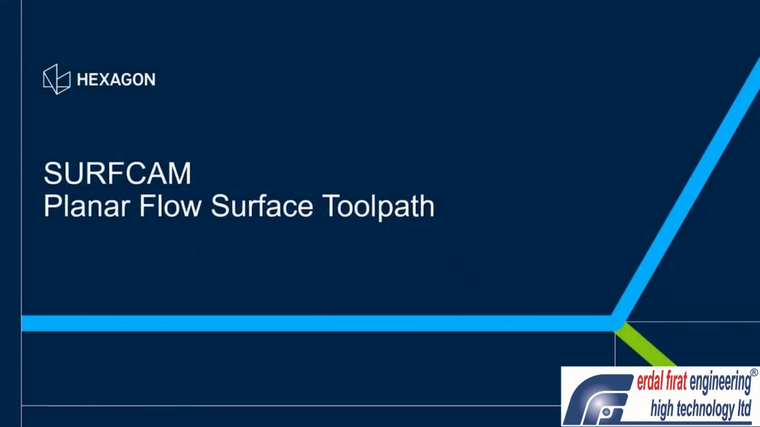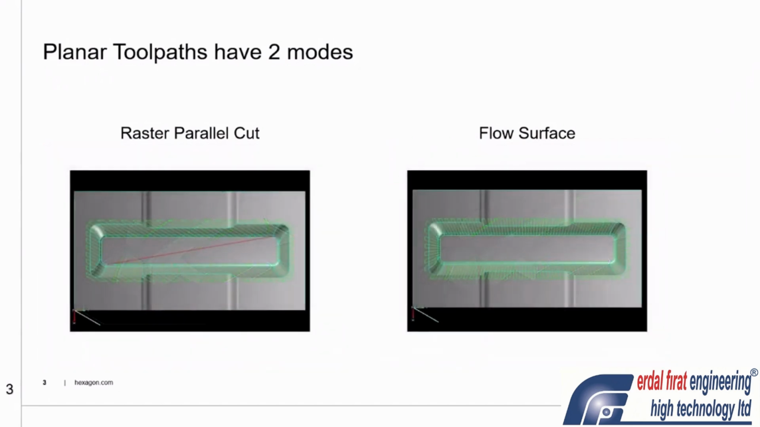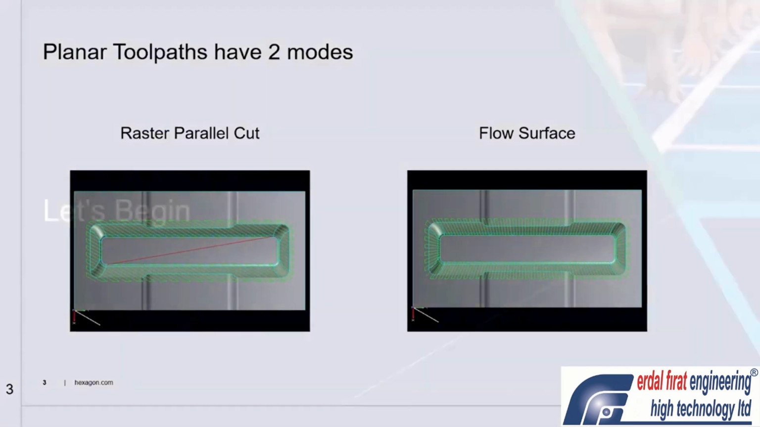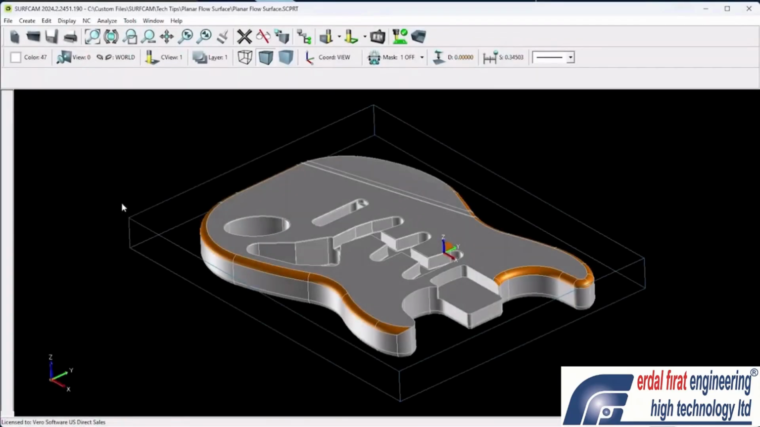The 3-axis planar toolpath in SURFCAM has 2 settings to control cut direction. One possibility is to run parallel raster cuts relative to a line. The other possibility is to cut following the flow of a reference surface. Let's take a look at how to build the reference surface to cut across several fillet surfaces.